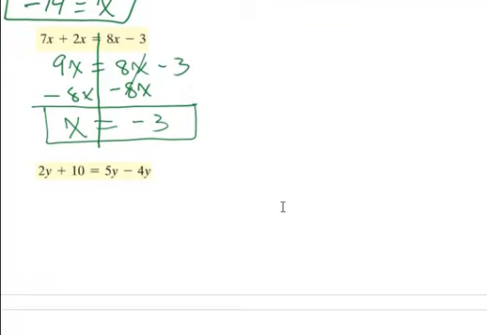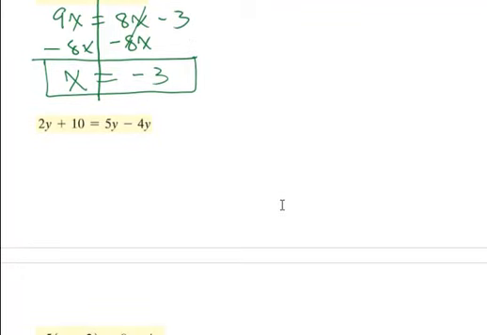Alright, in this next problem I'll do it the same way. I'm going to draw my line going straight down here. So this is going to be 2y plus 10, and 5y minus 4y would give me a equals y. Now again, I want to get all my y's together. So I'm going to subtract 2y on both sides.